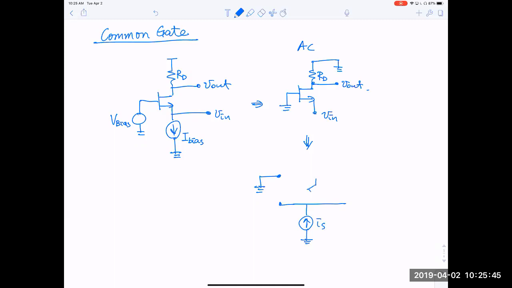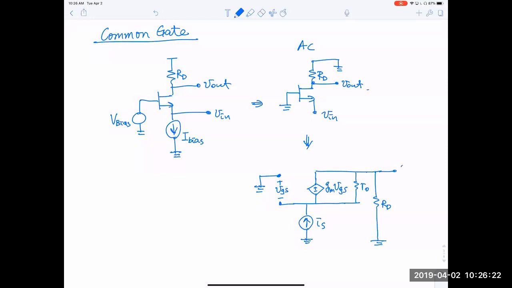And the hybrid pi model is here. So this is gm VGS. VGS is not equal to 0, even though the gate is grounded, because the source is not. And we have r0 here, and we have RD that goes to ground. Remember, the source is not ground now, so r0 and RD are no longer in parallel. So this is the equivalent circuit, and this is V out here.